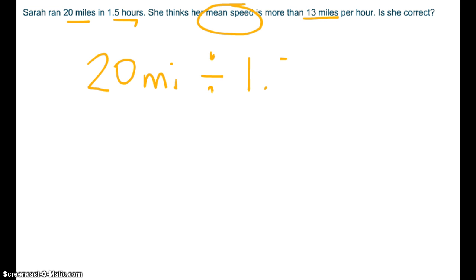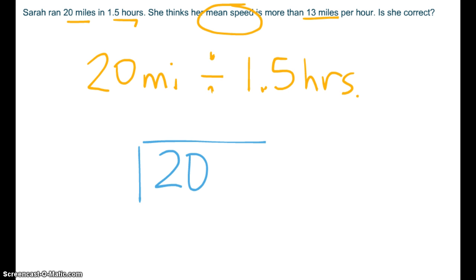So in this next problem, we know that Sarah ran 20 miles, and she did that in 1.5 hours. We're looking for her mean speed. Is it more or less than 13? Remember, to find the mean, that's the same as the average. So we're going to take 20 miles and divide it by 1.5 hours. So let's take 20 and divide that by 1.5.